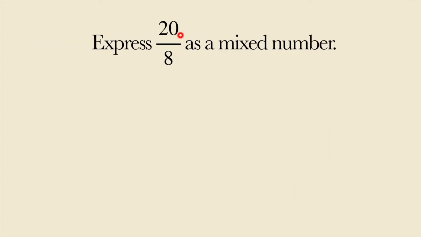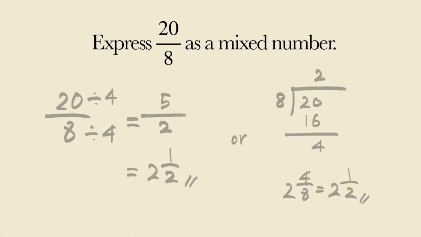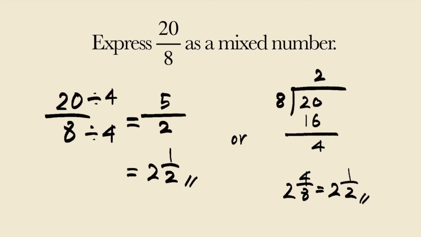Express this as a mixed number. Well, both are even numbers. That's one thing we can tell straight away. Or you can just divide by 4 and get 5 over 2, and then 2.5. Alternatively, you can use long division. You can count on it all the time, just a bit slower.